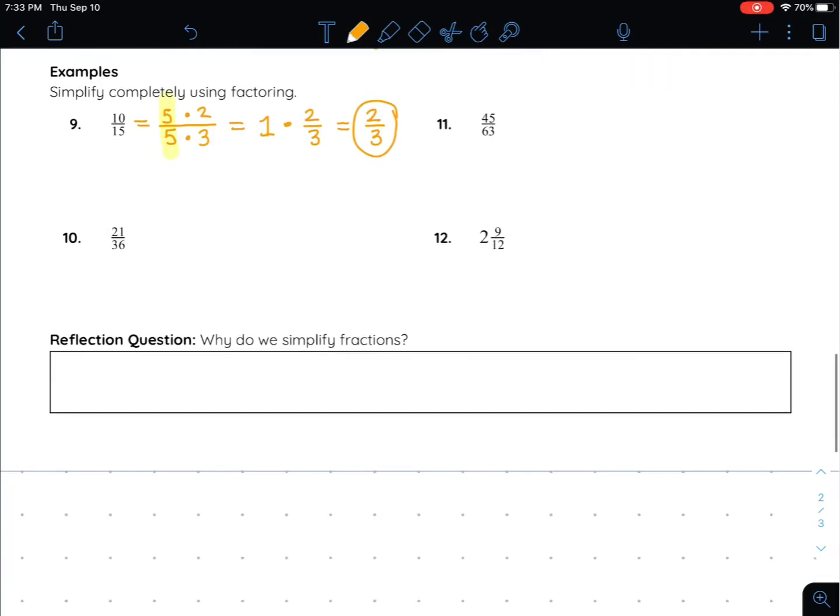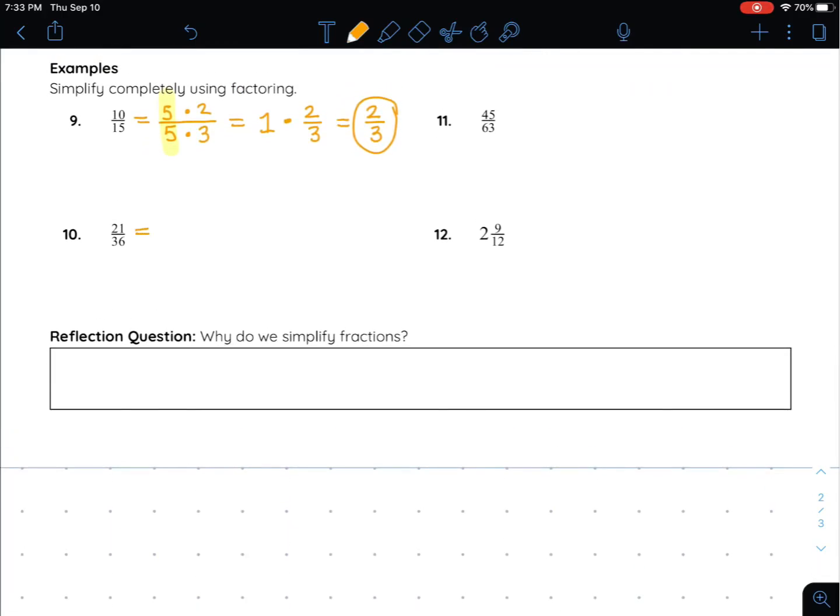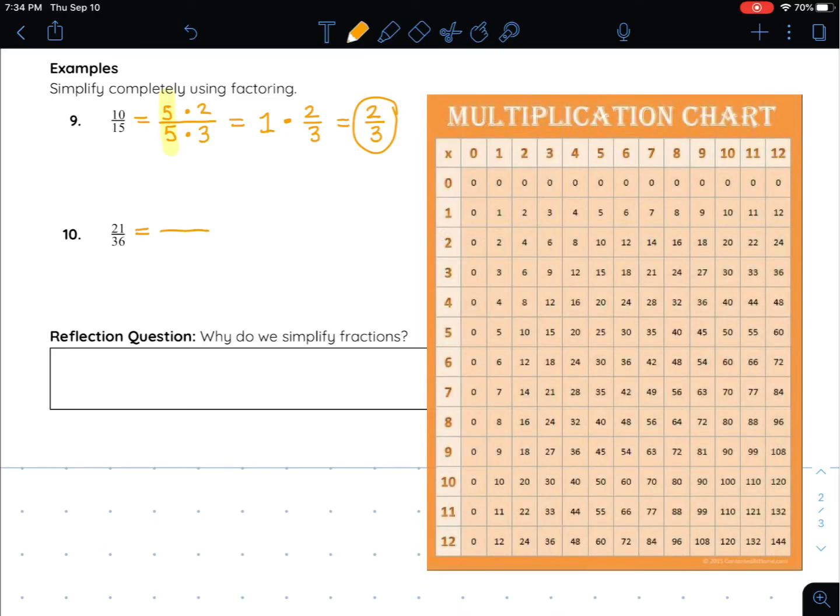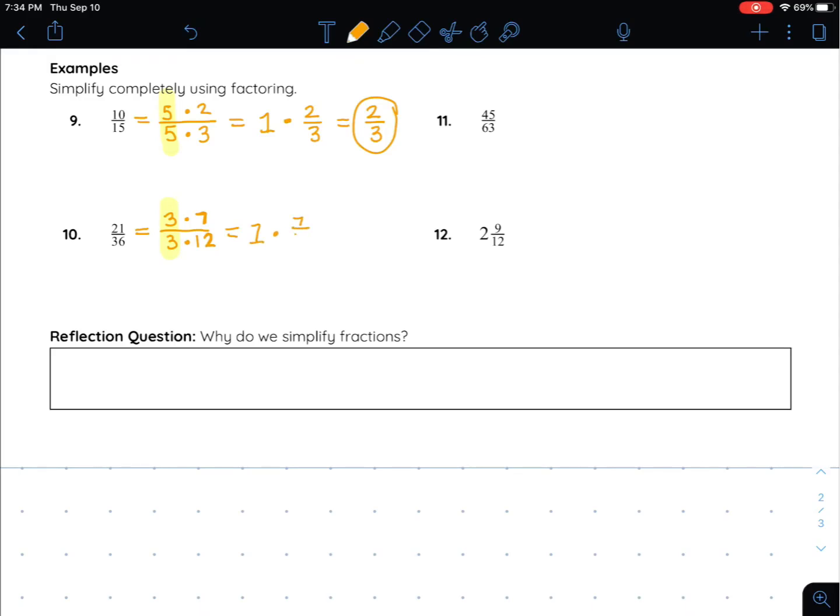We'll look at number 10. 21 over 36. We need something that they both share. If I checked a math facts chart, I'm sure I could find it. So I think it's going to be 3 and 3. Remember, we're making a 1, so we need the same number on the top and the bottom. 21 is 3 times 7. 36 is 3 times 12. And remember, that 3 over 3 right there, that's just 1. So this is 1 times 7/12, or just 7/12.